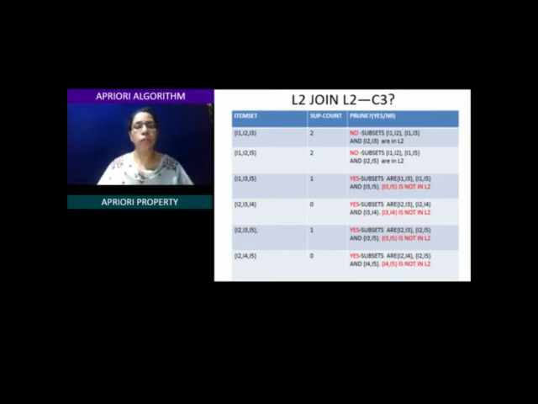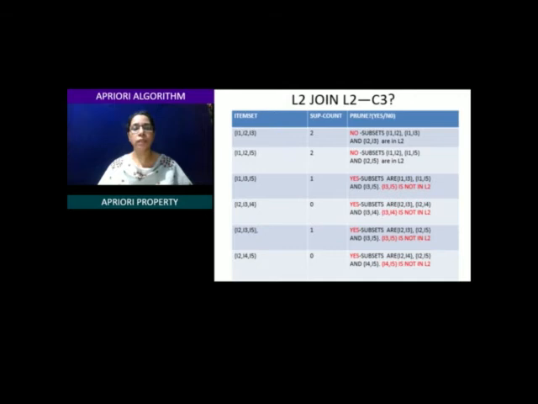This is frequent. Similarly, when we consider I1, I3, I5, the subsets are I1, I3; I1, I5; and I3, I5. But I3, I5 is not in L2. So one of the subsets is not in L2, which means I1, I3, I5 is not frequent. Similarly, I2, I3, I4 is not frequent because I3, I4, a subset of it, is not in L2.